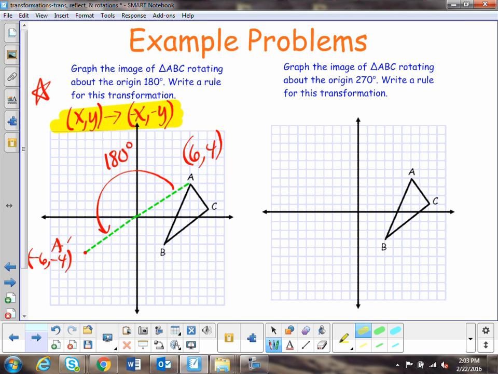All right. So anyway, here's your rule. So then use that rule now to write down the other 3 points. Okay? Use that rule to write down the other 3 points. So C is at 8, 1. Where's C prime at now? -8, -1. There is C prime.